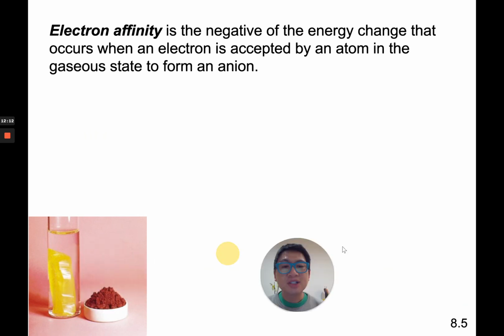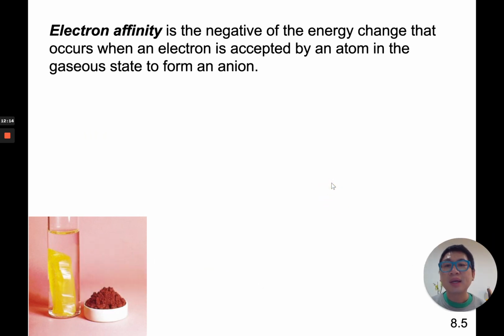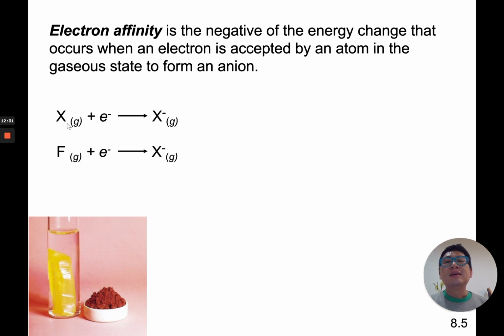Okay, last trend for today. Electron affinity. Electron affinity is the negative of the energy change that occurs when an electron is accepted by an atom in a gaseous state to form an anion. I think there was a typo here. Yeah, that should say F- for fluorine. So it's kind of the negative energy change when an electron is accepted by an atom.